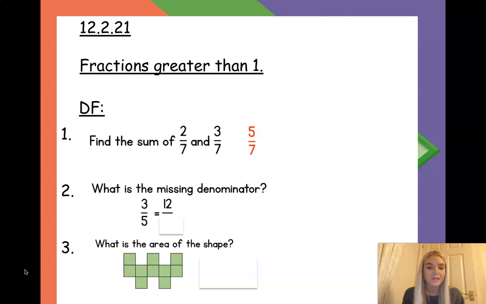Number 2, the missing denominator we can find by working out what we multiplied by 3 to get to 12. So 3 multiplied by what gives us 12? The answer is 4, so we need to do the same to our denominator to find this second denominator. So 5 multiplied by 4 gives us 20.